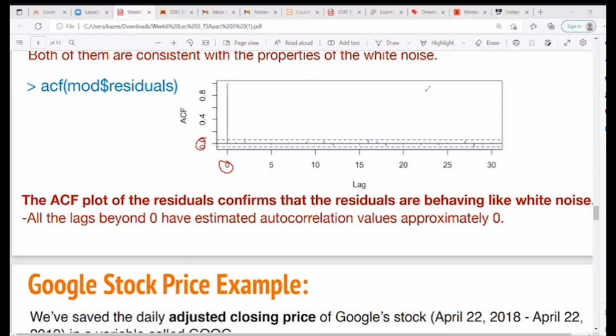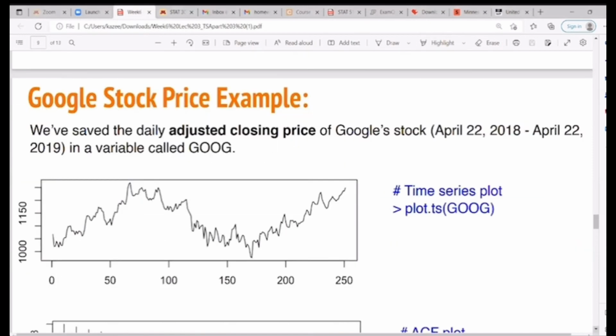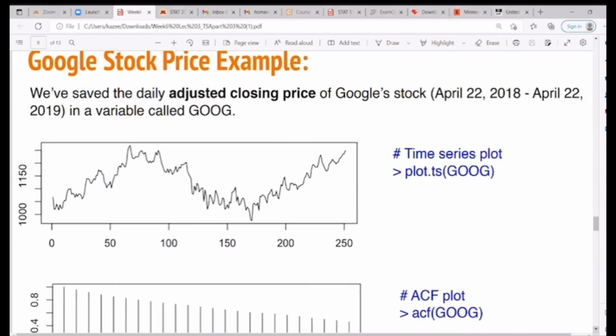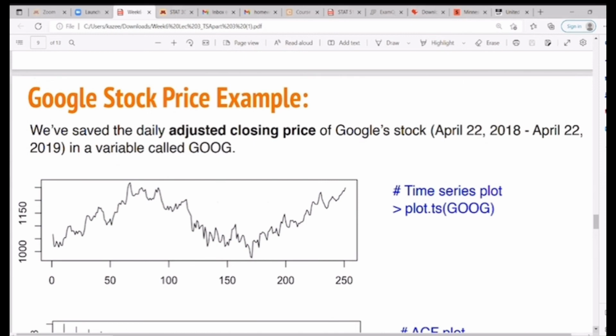Now, I want to take you into a real life practical example. I'm going to talk about the Google stock price. But before I move on, I need you to confirm again. Is everyone still hearing me clearly? Thank you so much. Thank you for confirming that.